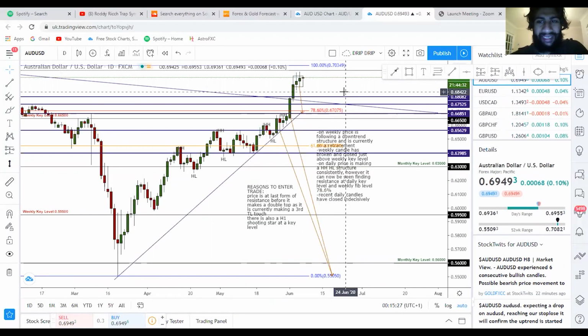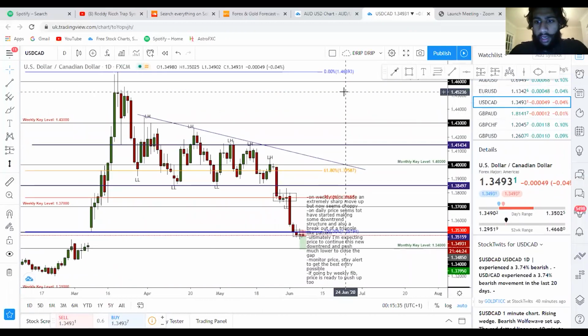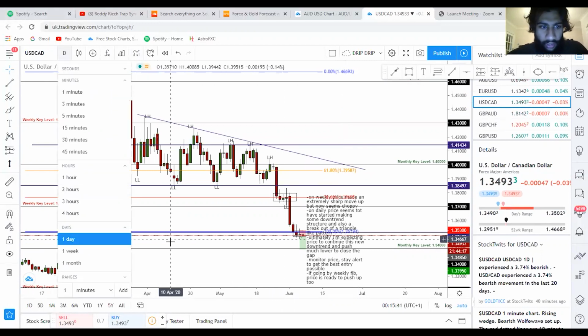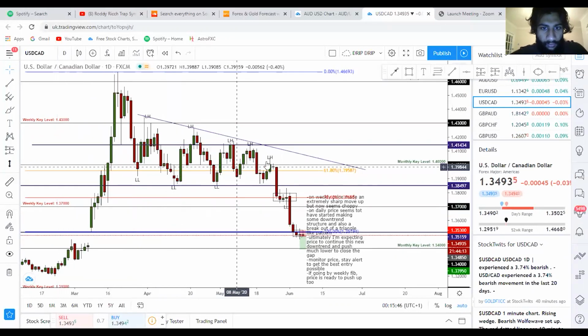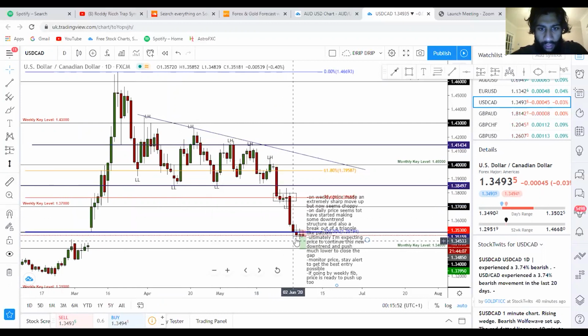I may not even take anything else tomorrow, but I'll go through what I have, what I'm currently in, and what I'm just about to open as well. Currently I'm not in a USD CAD trade, but I have a pending order placed. I shall explain why. Price has been trending down. It's broken this support level. It's come back to retest it on the daily.